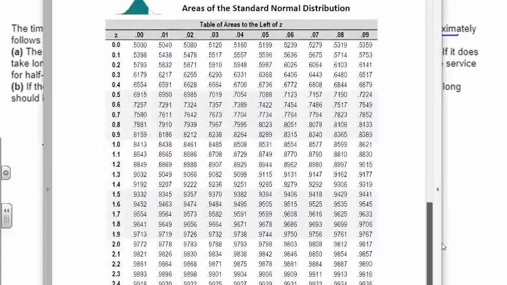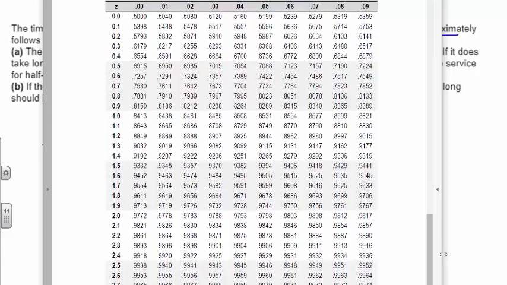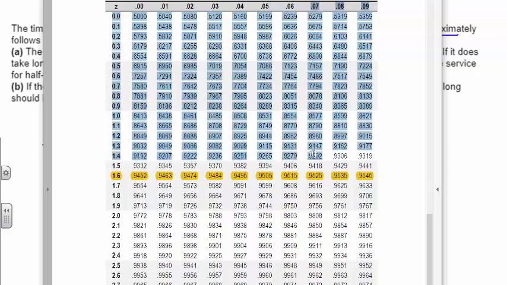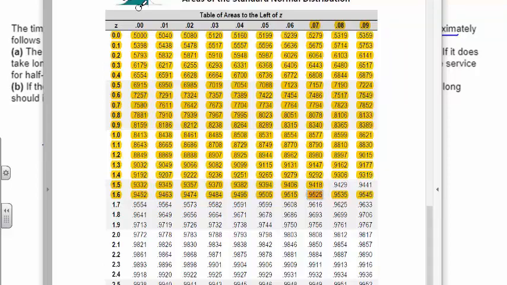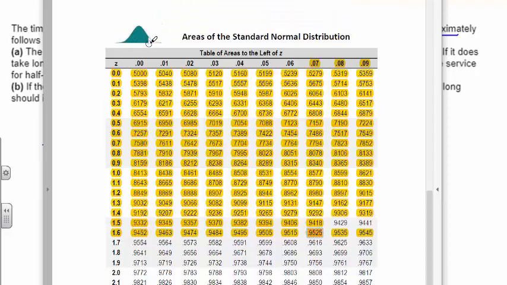Our Z value, remember, is 1.67. So once I get over here to the positive region of the table, the first two digits are here, 1.6. And then the last digit is 7, .07. Oh, it doesn't highlight quite how I would like it to, but close enough. You see that the overlap is right there. 1.67 is 0.9525. Now remember, this table tells us the area to the left. See this picture up here? That's area to the left. So I want the complement of that.